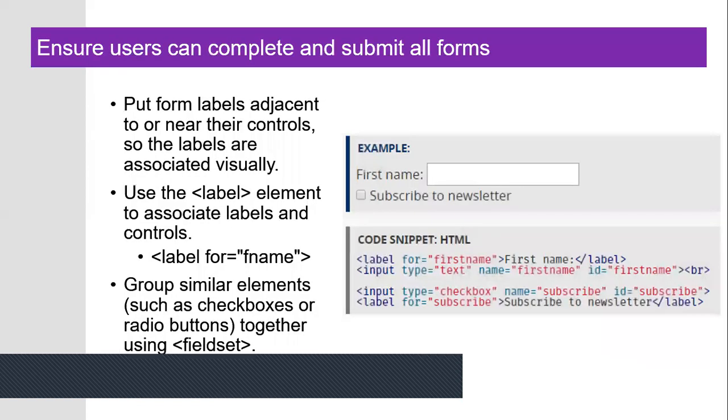The next principle addresses forms. Everyone benefits from a well-organized, usable form, especially those with cognitive disabilities. Forms should be clear, intuitive, and organized in a logical manner. There should be text labels describing the function of each form control. So a form control is a text box, a checkbox, a radio button, a menu, etc. So there should be a text label for each of those form controls. And that text should be associated visually by placing it near the form control and non-visually by using the HTML label element.